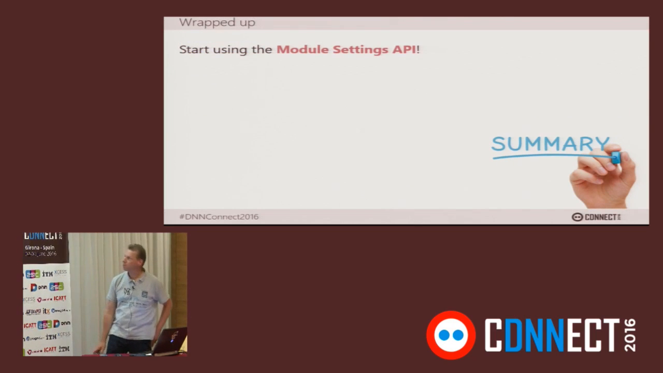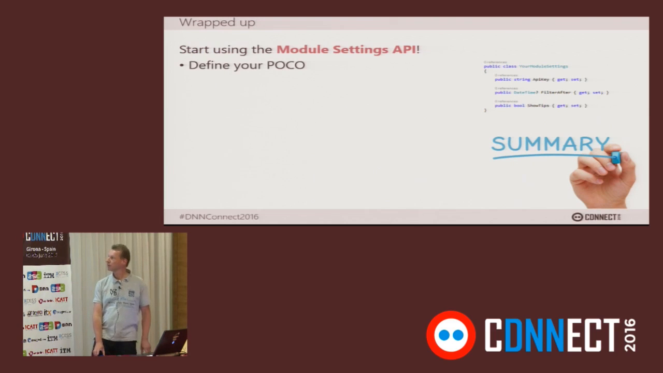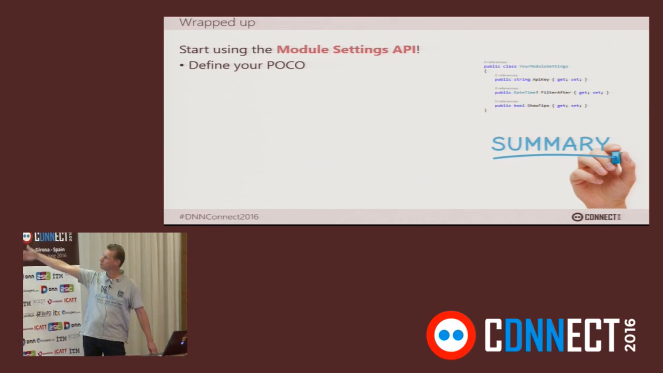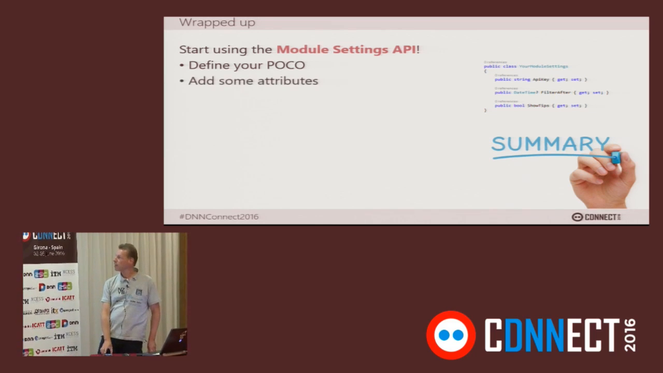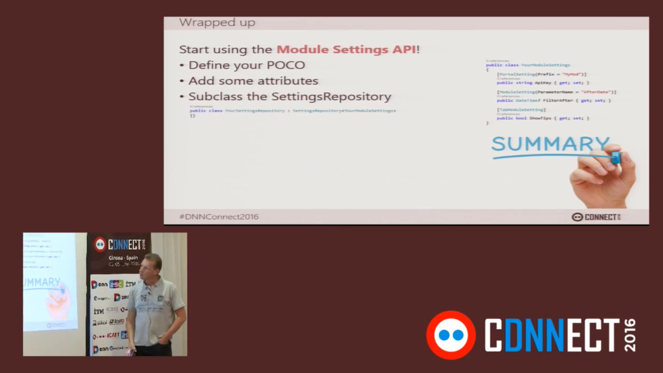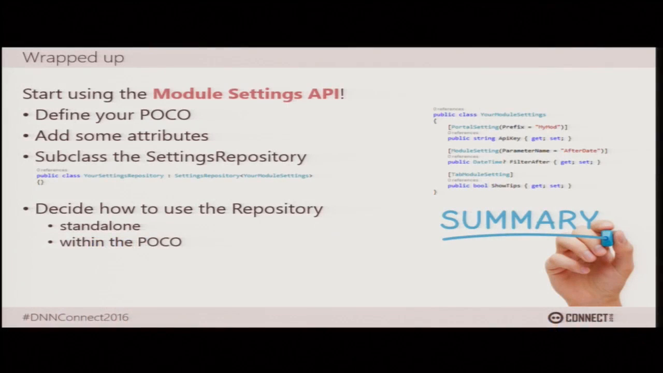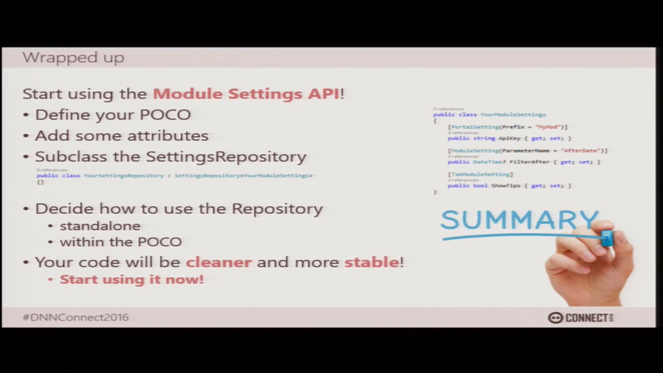So to wrap it up, I would say start using this module settings API. It's very simple. Define your own POCO, add some attributes. You see them here. Subclass the settings repository, and then you're free to decide what method you prefer, whether to use the repository standalone or within a POCO. And your code will be cleaner and more stable.